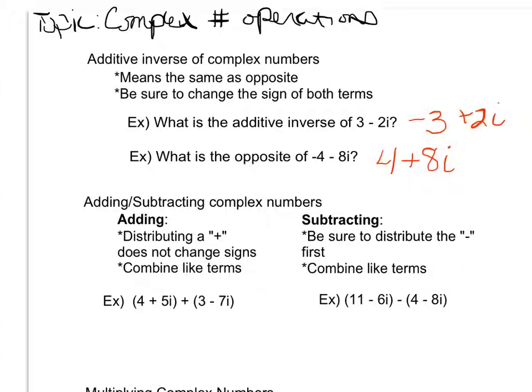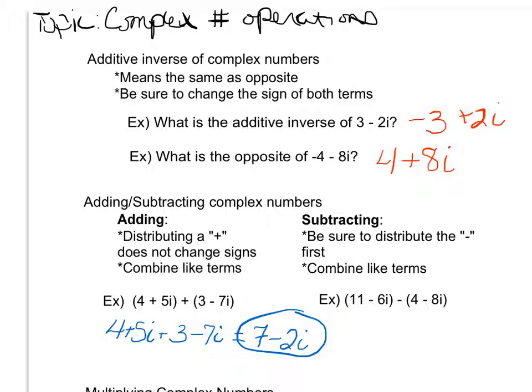So if we look at the example for adding on the left, the 4 plus 5i, there's nothing out front, so I'm just going to go ahead and get rid of those parentheses. Distributing my plus sign will not change my 3, so a positive times 3 stays positive 3. A positive times negative 7i stays negative 7i. From here, all I have to do is combine my like terms. My like terms are 4 and 3, which gives me 7. And my other like terms are 5i and negative 7i. Remember, the sign belongs to the number. So positive 5 and negative 7 will be negative 2i. And I have successfully added my complex numbers.